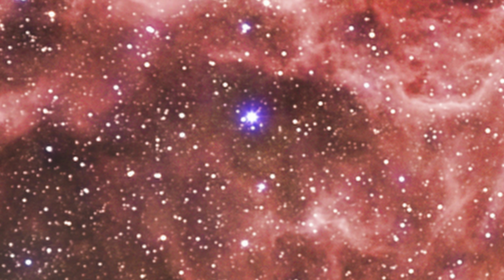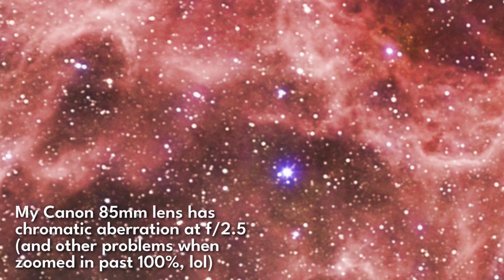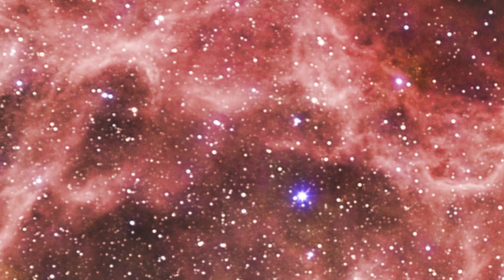Chromatic aberration affects many refractors and lenses. Different colors focus at different points when the light passes through glass. So you might see blue or purple fringing on your stars.